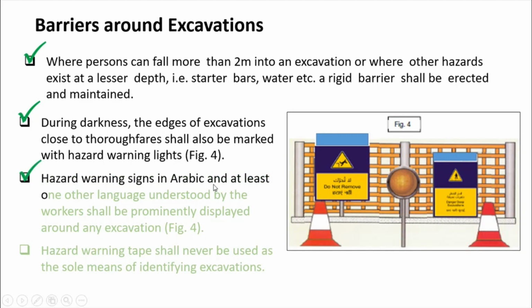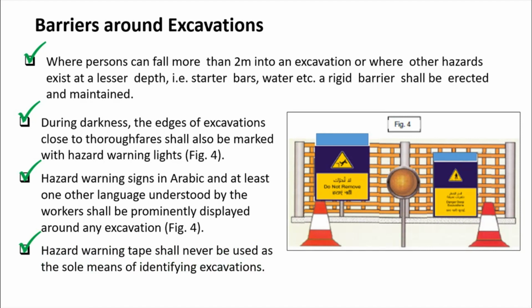Hazard warning signs in Arabic, or the local language in your area or country, and at least one other language understood by the workers, shall be prominently displayed around the excavations. So when you are providing hazard warning signs, you need to provide the local language, English, and another common language on the site. So there are 3 languages that you need to provide on your hazard warning signs.